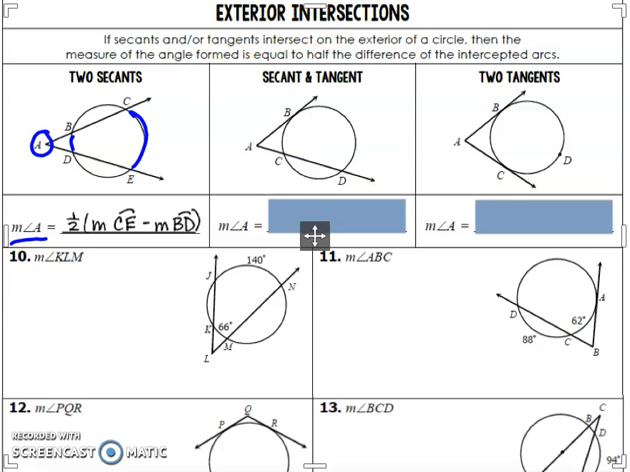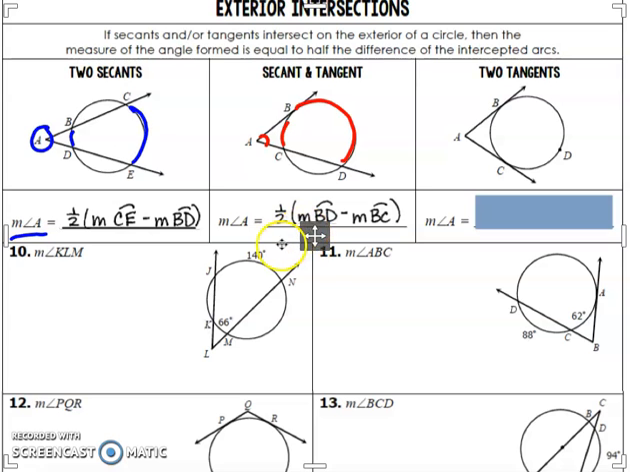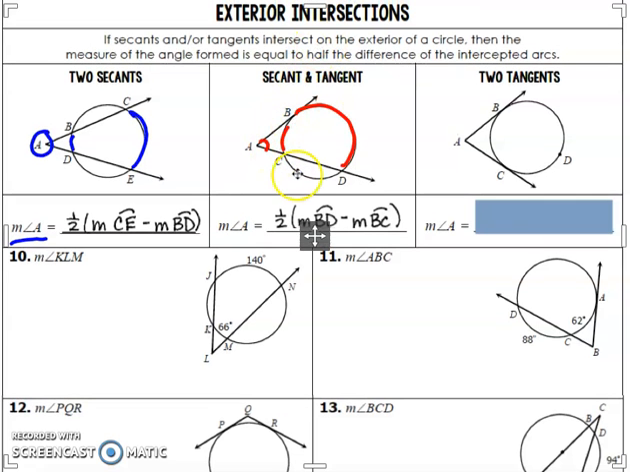Okay? Now if you have a secant and a tangent, the formula is pretty similar. So you can figure out the measure of A. We're also going to take a half. Now it's going to be the exact same thing. So it's the furthest arc, subtract the next arc. So the 2 intercepted arcs. So this one, the measure of angle A, would be 1/2 of the measure of BD, take away the measure of arc BC. Okay? So again, you're subtracting and then halving them.